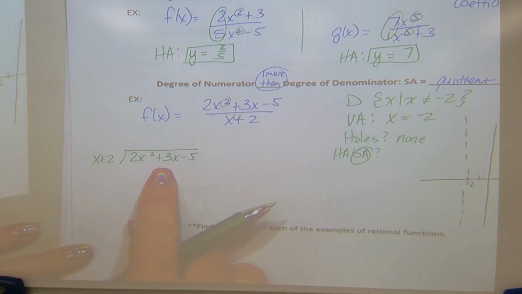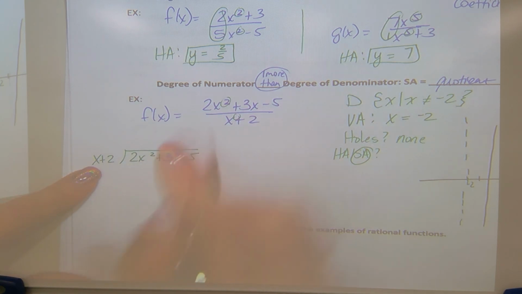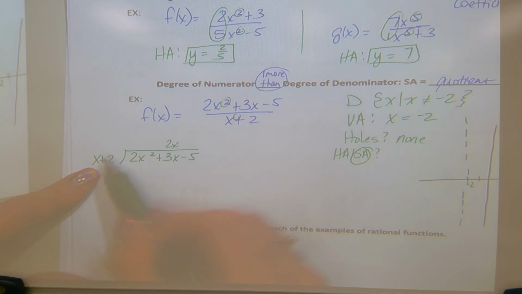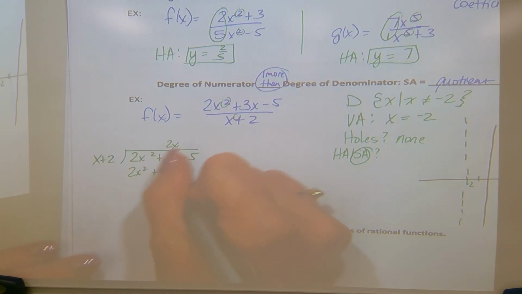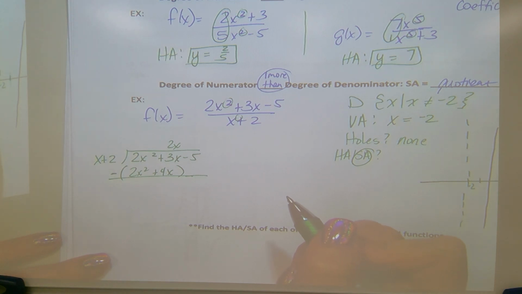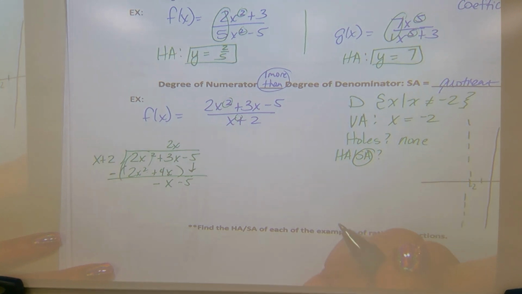All right, we've set up our long division problem. We ask ourselves, how many times does x go into 2x squared? What times x gives me 2x squared? Well, that's going to be a 2x. Then I multiply. 2x times x is 2x squared. 2x times 2 is a positive 4x. And then I subtract. And when I subtract everything out, it changes the sign. So this becomes a -2x squared that adds to 0. This becomes a -4x that gives me a minus x. And I bring down my -5.